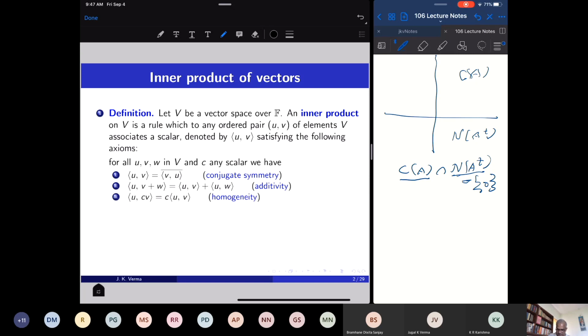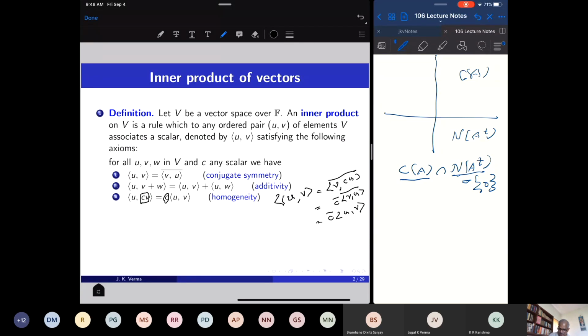Then for scalars, there are two rules. If I scale the vector v here, then this c comes out. So this is called homogeneity. But if I take c times u, and then take the inner product, this will be equal, by conjugate symmetry, to the inner product of v with c u, bar. And this is equal to c v u bar bar. This is equal to c bar (u, v).